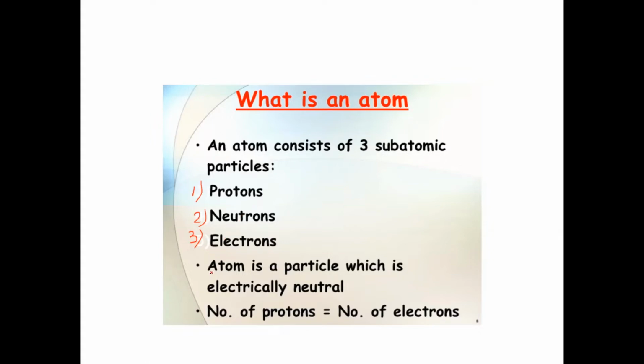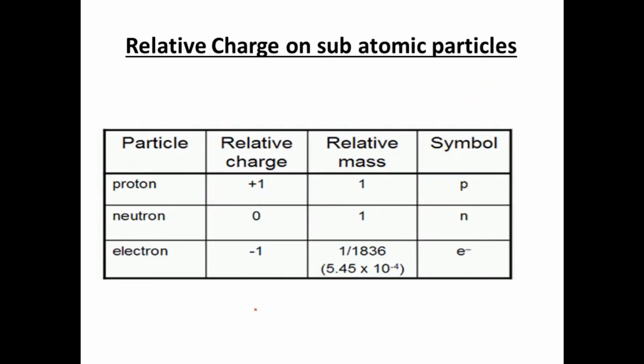One more thing you have to understand, that atom is basically electrically neutral. Electrically neutral means atom does not have any charge. Why does an atom not have any charge? The answer is because the number of protons is always equal to the number of electrons. Now we shall study what are protons, what are electrons, and what are neutrons. So we shall first study about their relative charge, relative mass, and the symbol.